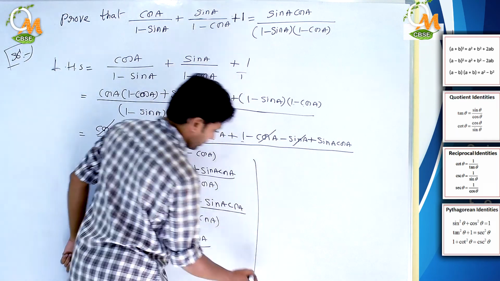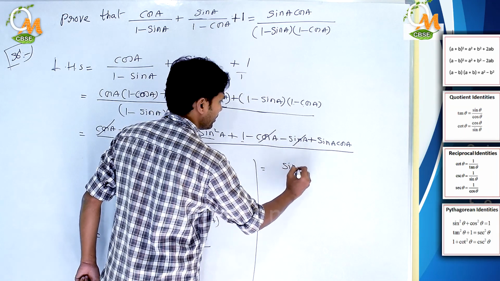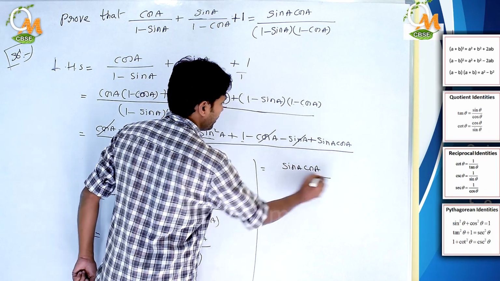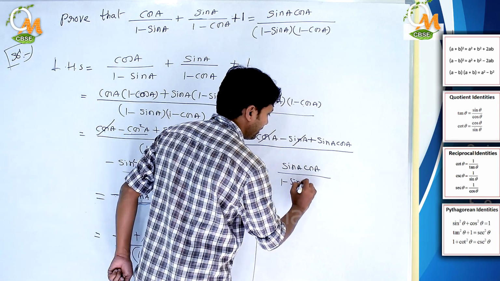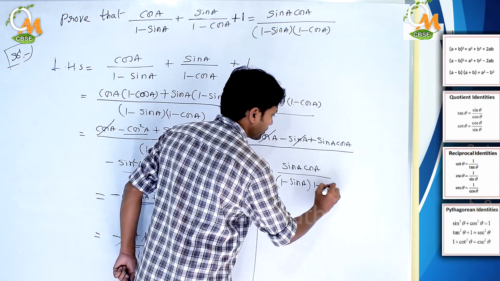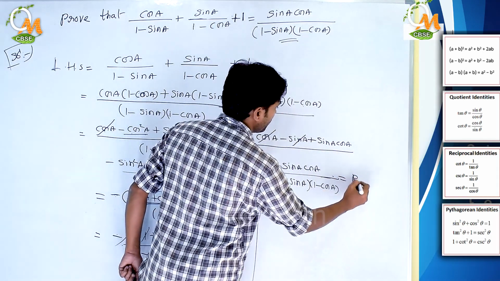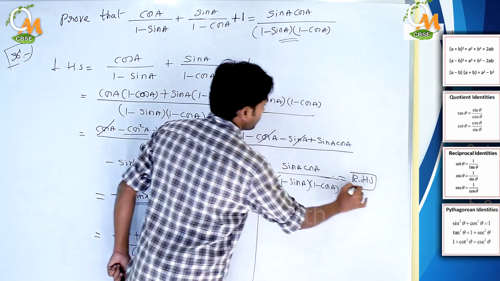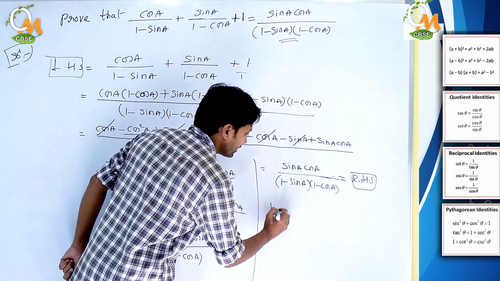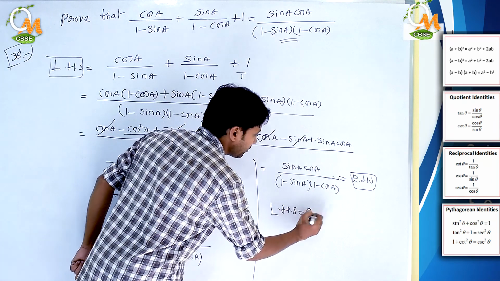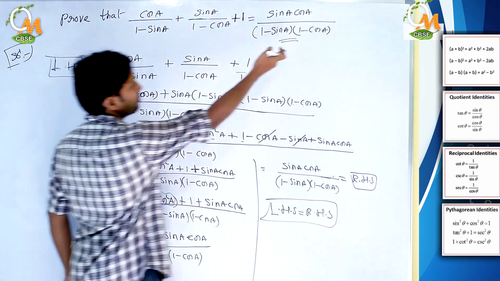Now what is left over? Just sin A cos A in the upper part, so sin A cos A by 1 minus sin A into 1 minus cos A. So we obtained our RHS, or not? So we obtained RHS. We took the LHS part and we obtained the RHS. So therefore the LHS is equal to the RHS for this problem. So therefore we solved it. Okay, we have shown this equal to this.